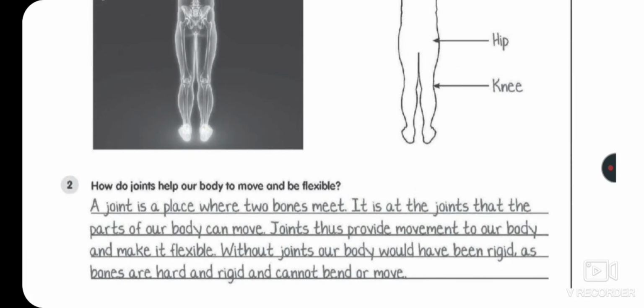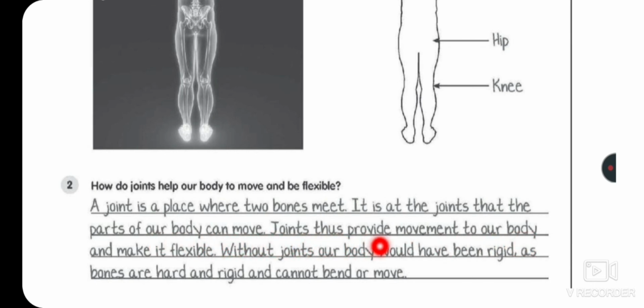Question number 2 is, how do joints help our body to move and be flexible? Answer is, a joint is a place where 2 bones meet. It is at the joints that the parts of our body can move. Joints thus provide movement to our body and make it flexible.